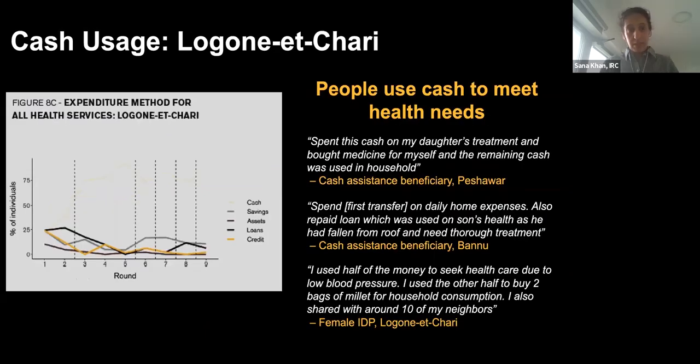So this is the one for Cameroon. From a combination of our quantitative and qualitative data, we see two ways in which people are using their cash transfer for health needs. We know that households are using cash assistance to make direct and indirect payments for health needs. And we also know that they are using the cash assistance to pay off loans that they may have previously taken out for health needs.